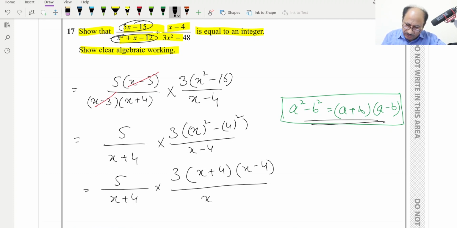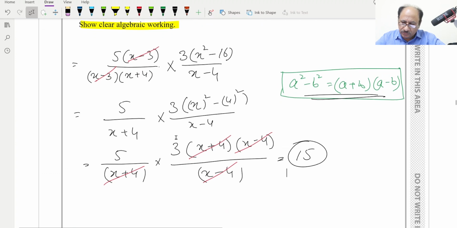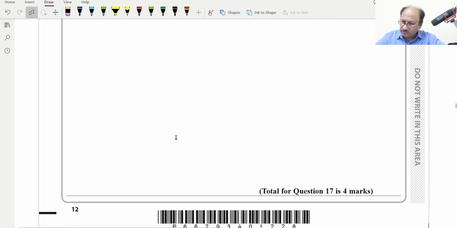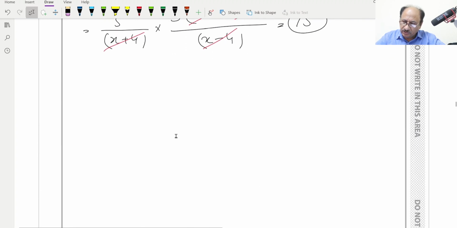So over will be x minus 4, we can put brackets over here, and now we can cancel x plus 4 with x plus 4, x minus 4 with this one, and 5 into 3 will be 15. So our answer will be 15. Hopefully you understood this. So 15 is the integer which is required, which we have mentioned over here.